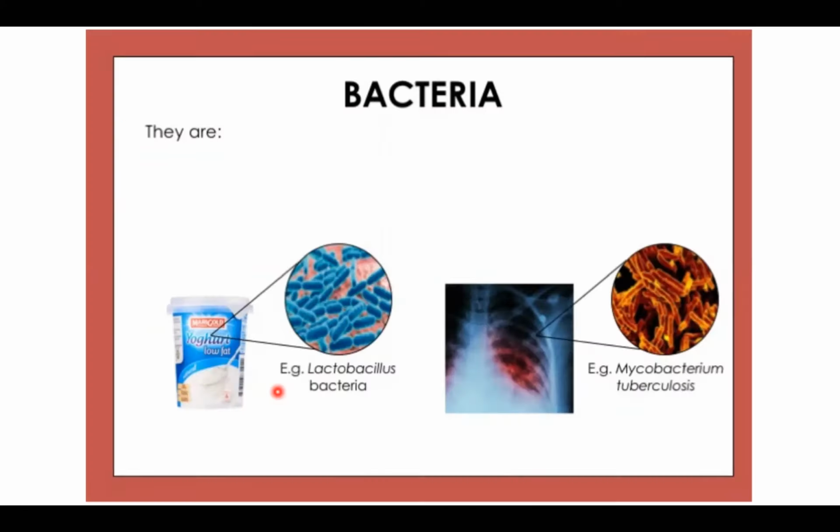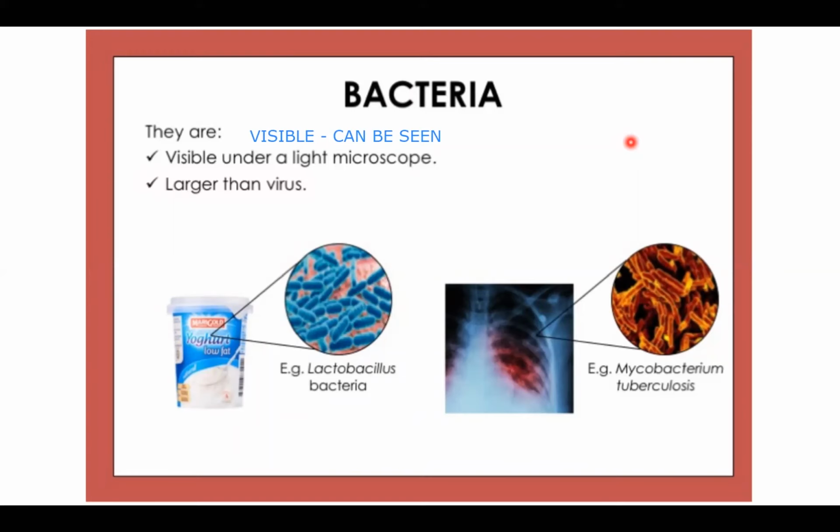First, we will talk about bacteria. There are a lot of different kinds of bacteria. On this slide, you can see two examples of bacteria: the lactobacillus bacteria and also the Mycobacterium tuberculosis bacteria. Bacteria is visible under a light microscope. That means they can be seen under a light microscope.